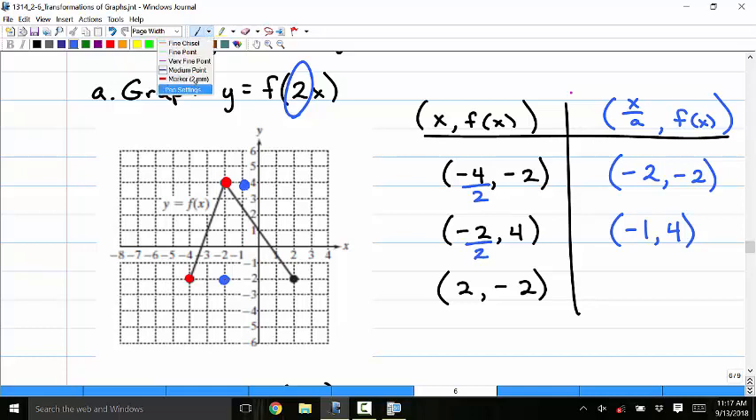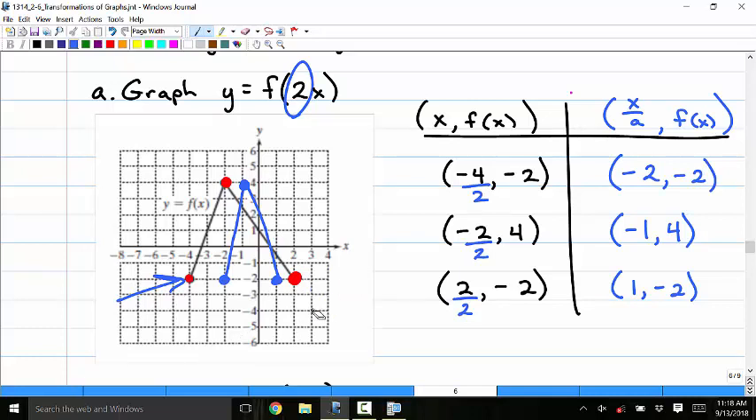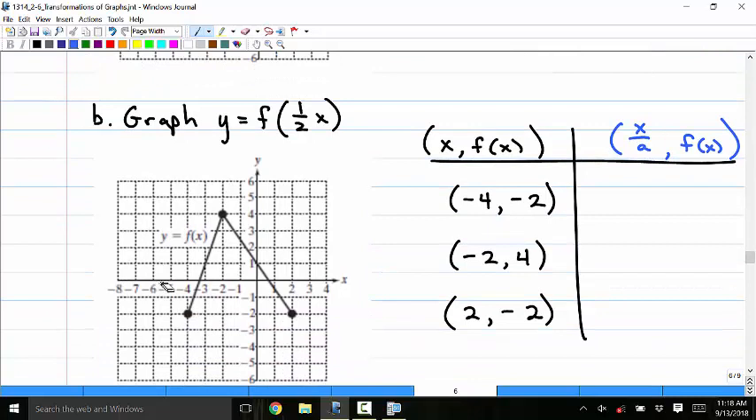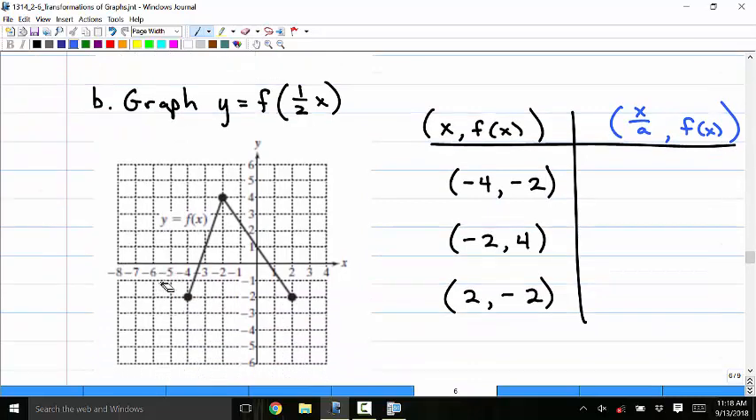The last point is at 2, -2. I'm going to divide the x value by a, and I get the point 1, -2. My new graph looks like this. Can you tell how I picked up these ends here and I compressed it? I shrunk it. Now go see what f of 1/2 x looks like.